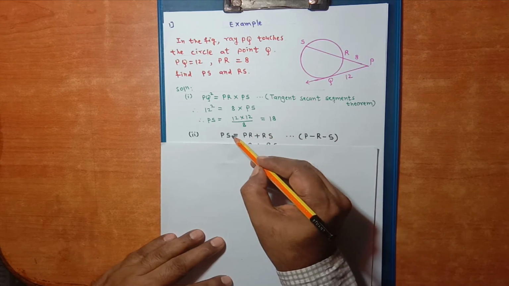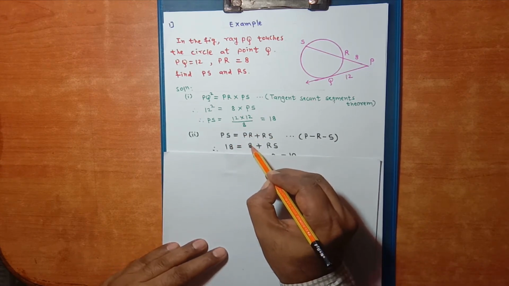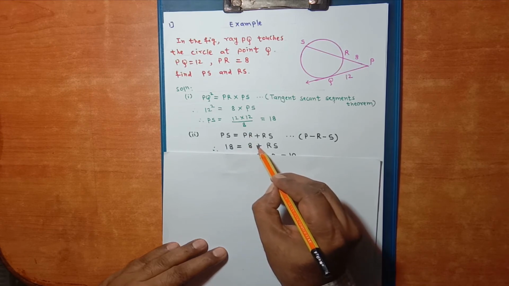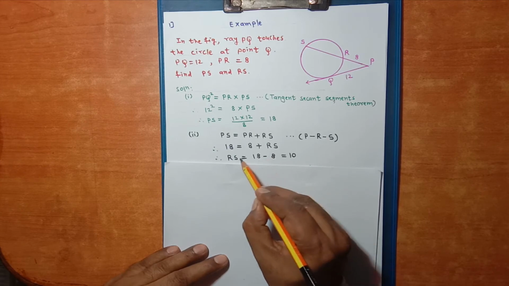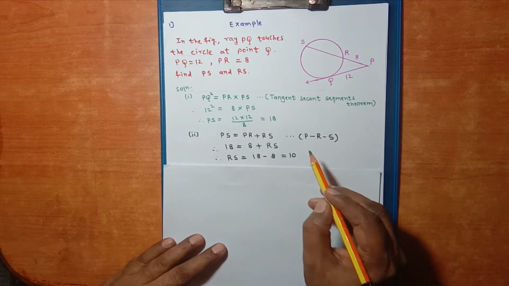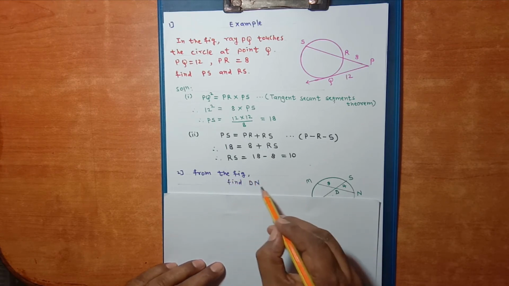After substituting their values, we get the value of PS is 18, the value of PR is 8. So 18 is equal to 8 plus RS. Therefore RS is equal to 18 minus 8. Therefore RS is equal to 10. Now in the second example, from the figure find DN.